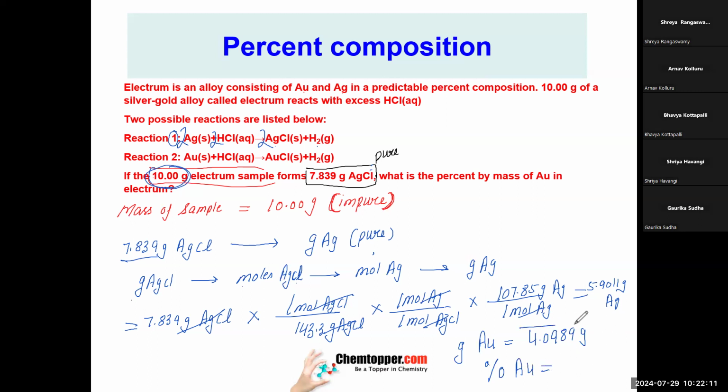Children, all of you are getting this much? You know the total mass of your electrum sample, which is an alloy of gold and silver, is 10.00. So gold will be 10.00 minus 5.9011. Shreya H and Uma Sharma are doing very fast. What about rest of you children?